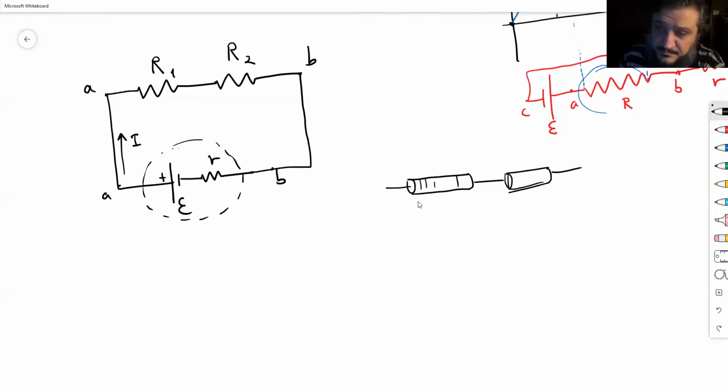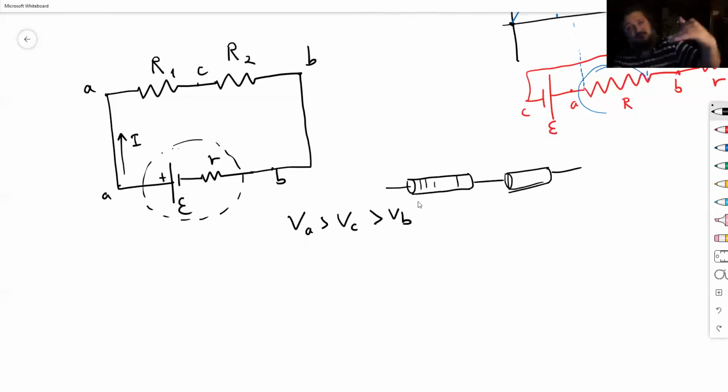So now call this point C. Now VA is definitely greater than VC, and that is also greater than VB. Okay, the potential drops as you move with the current. So when you move from left to right along that line, from A to C and from C to B, you're moving with the current. The current is also in the same direction.